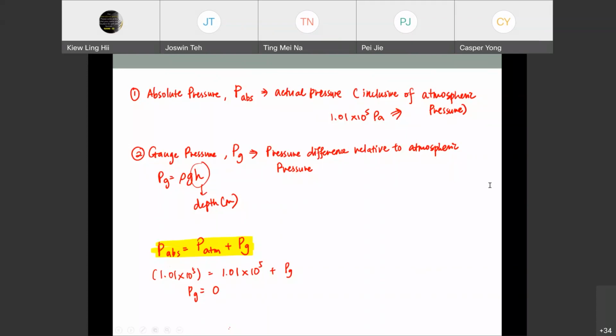You can assume that, even though absolute pressure is constant, not really. Your absolute pressure is not constant, it depends on your gauge pressure. Atmospheric pressure is constant, it won't change. No matter where you stand, on top of the mountain or at the bottom of the sea, atmospheric pressure will not change. But absolute pressure will change depending on your location.